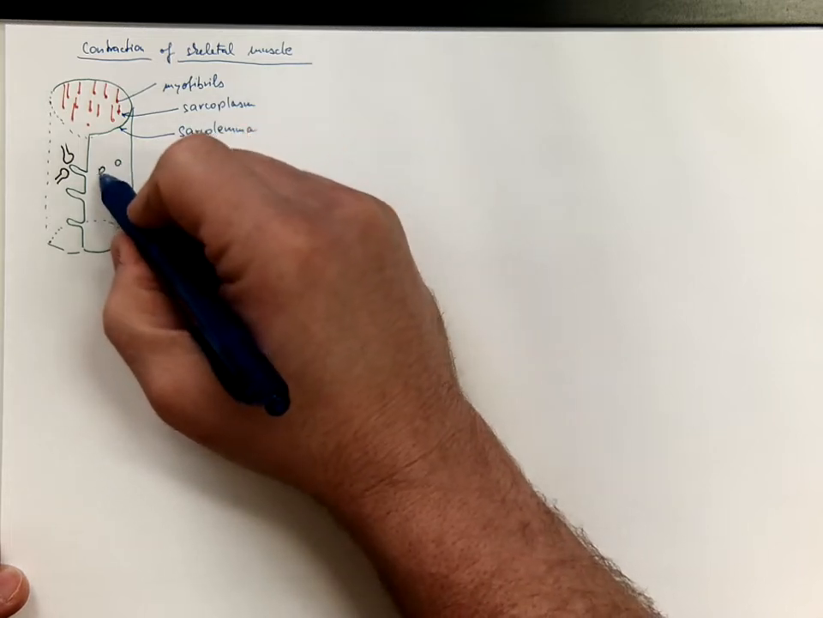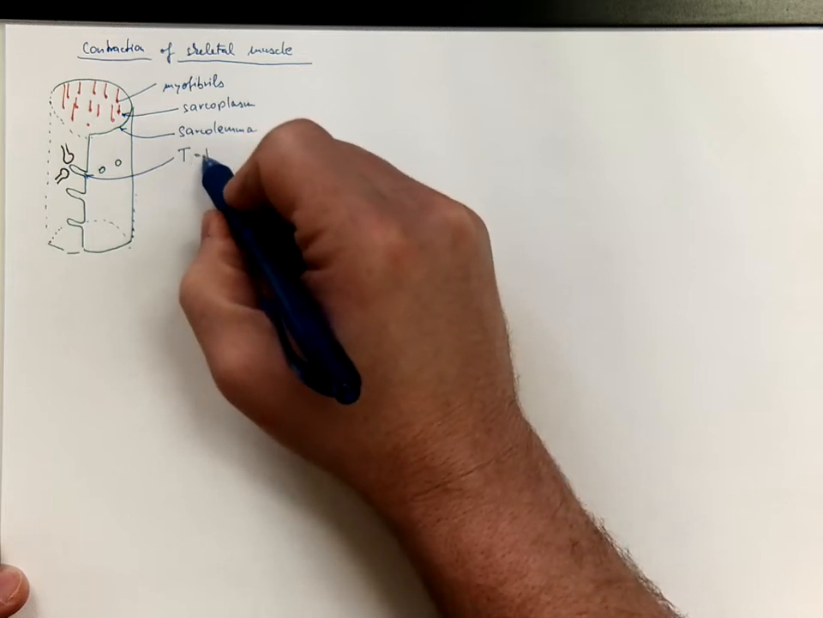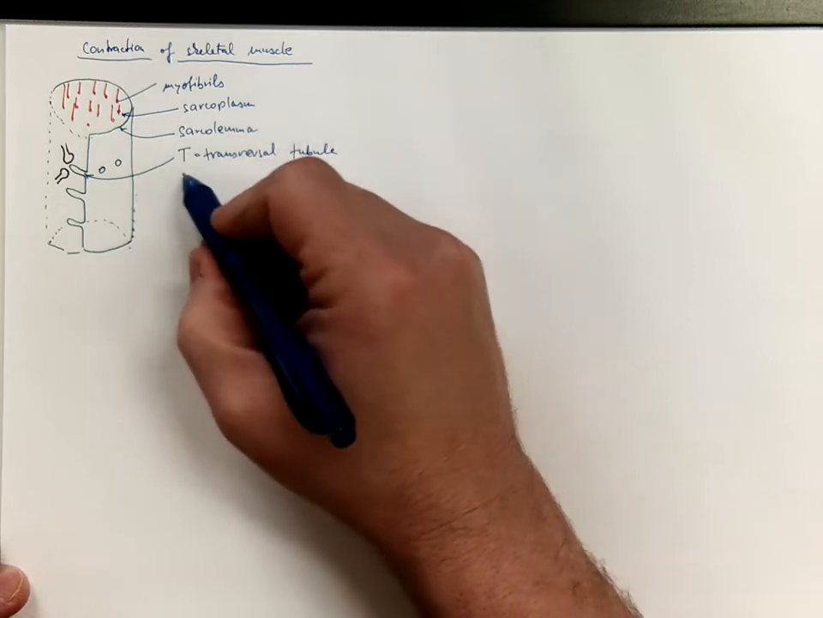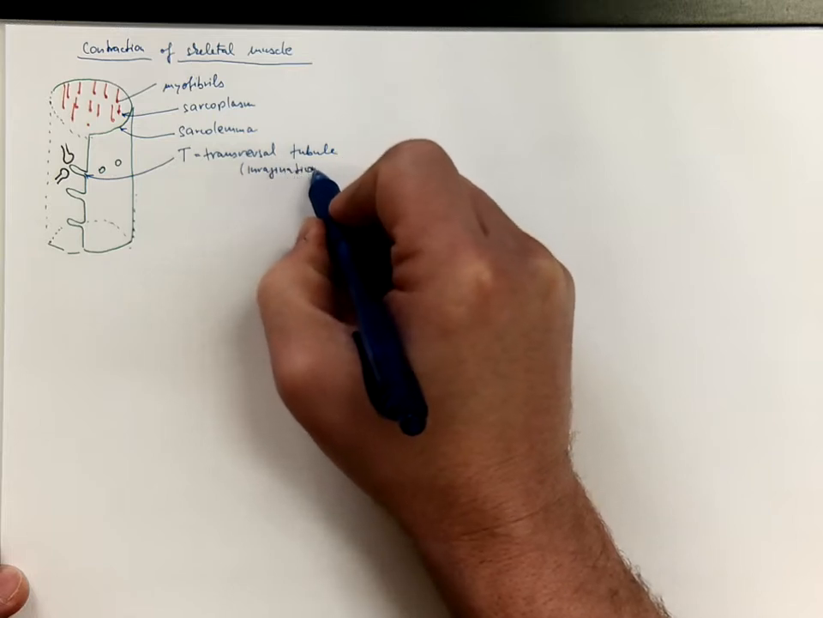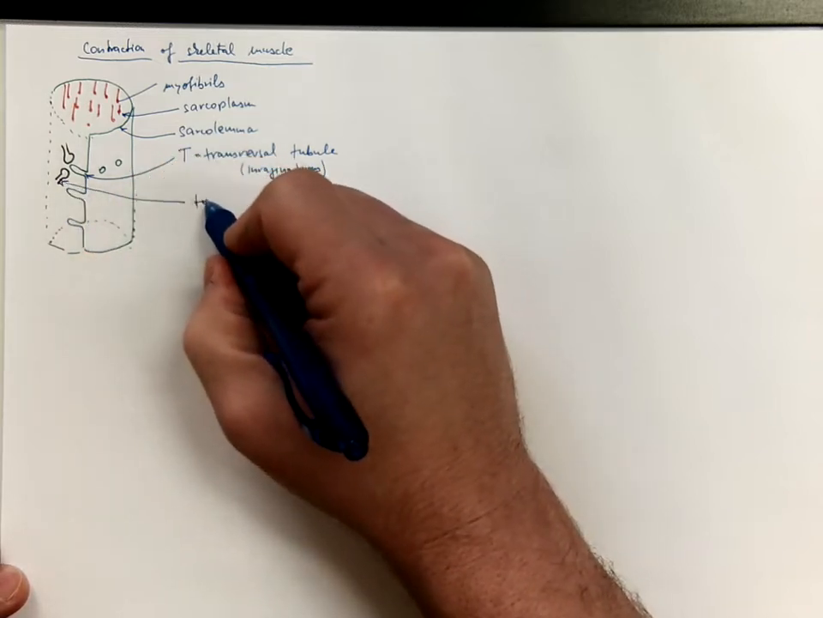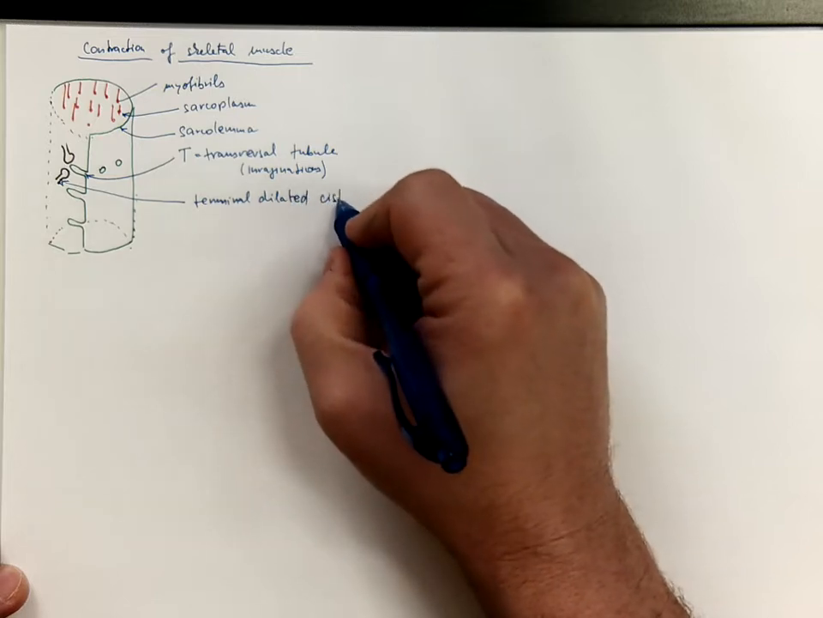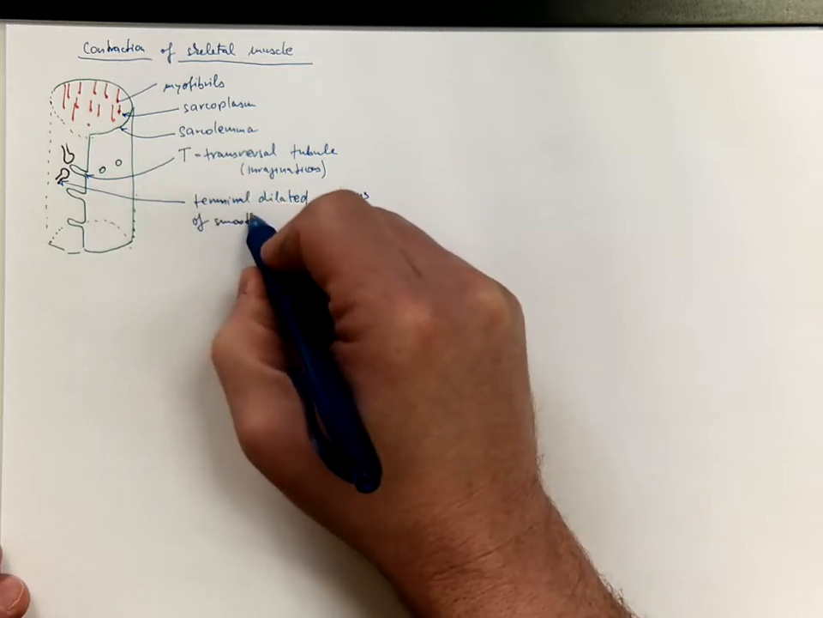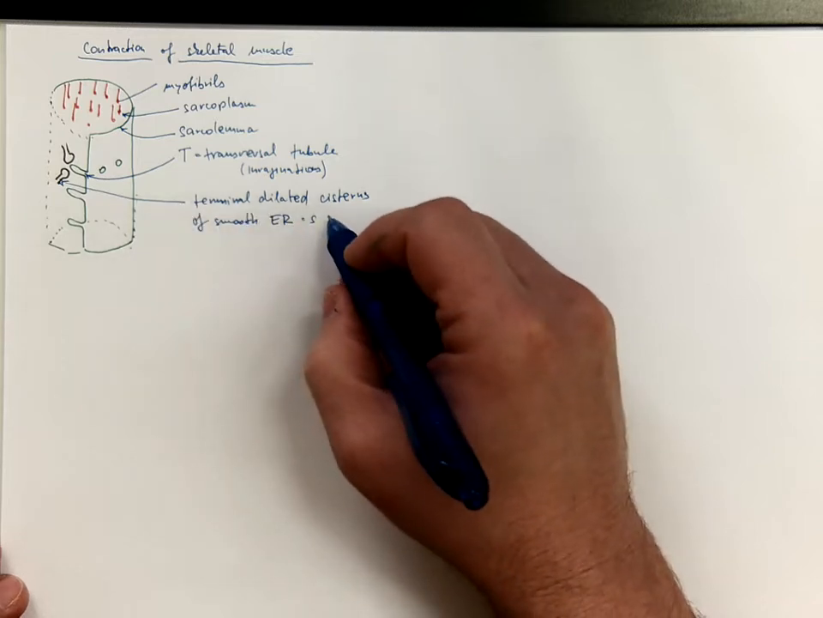these are the openings of the T-tubules, and this is a T-tubule in a longitudinal section. T means transversal. Yes, these are invaginations of the sarcolemma. These are the terminal dilated parts or cisterns, terminal dilated cisterns of smooth endoplasmic reticulum, and this smooth endoplasmic reticulum is called sarcoplasmic reticulum in this context of muscle tissue.